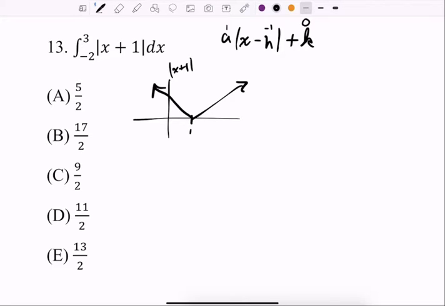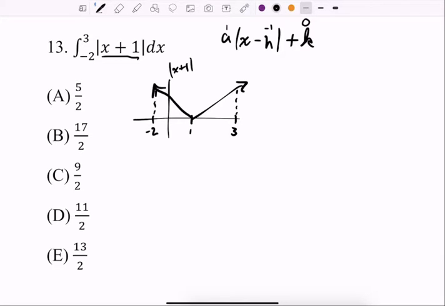And what we're going to do is go from negative 2 to 3, and find the area underneath the curve. Now, I drew a picture to help us see where this function inside the absolute value bars crosses the x-axis.